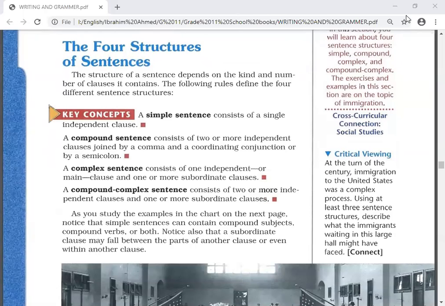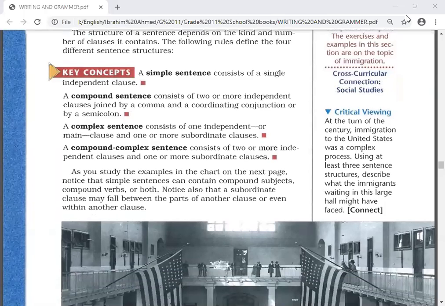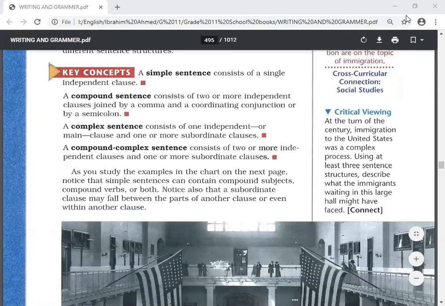In number 3, we have the complex sentence. A complex sentence consists of 1 independent or main clause and 1 or more subordinate clauses. So in the complex sentence, we have 1 independent clause only and 1 or more subordinate clauses. Number 4, a compound complex sentence.